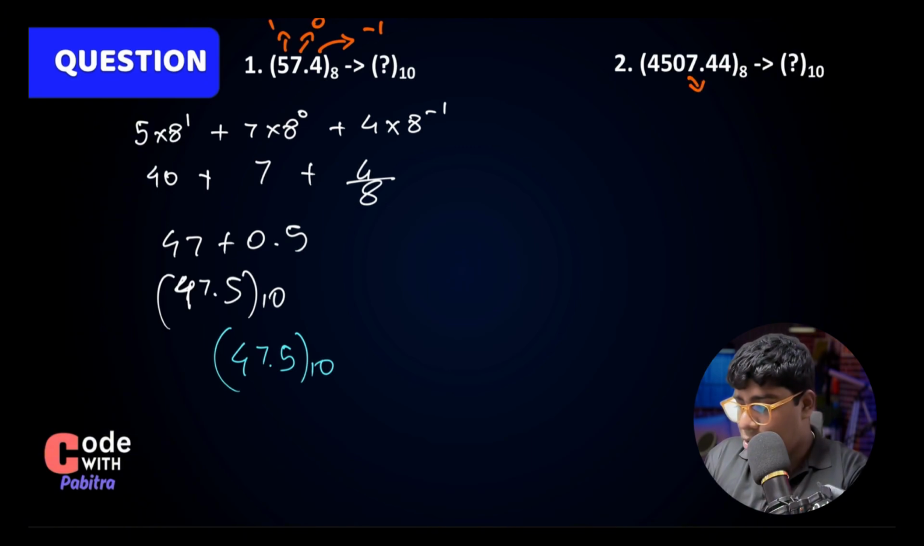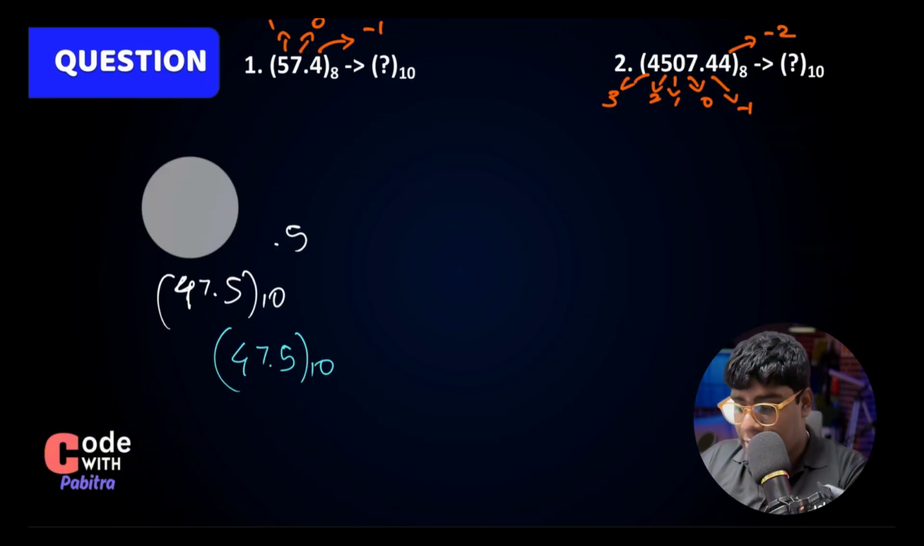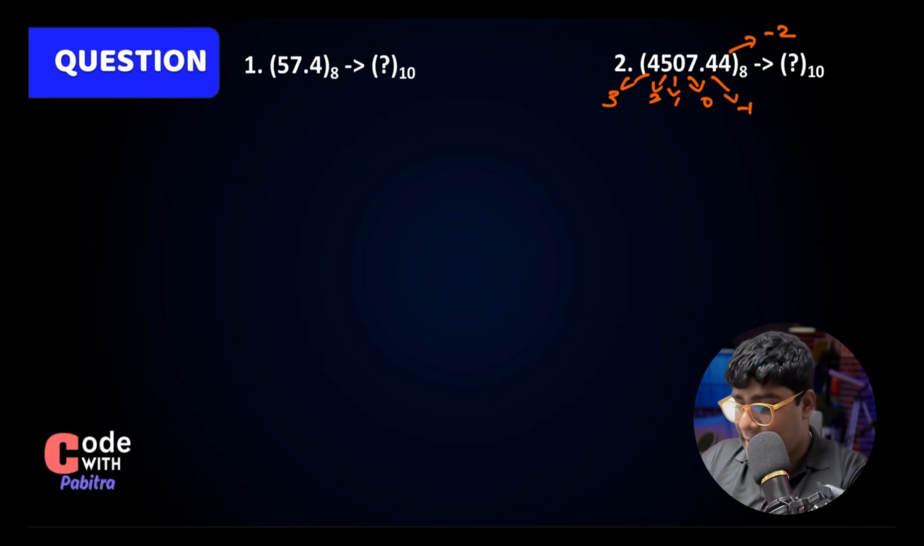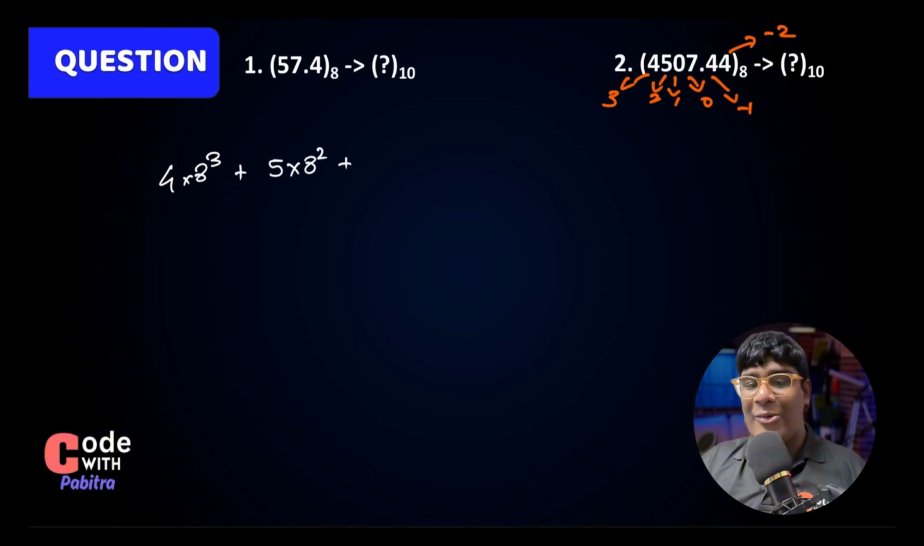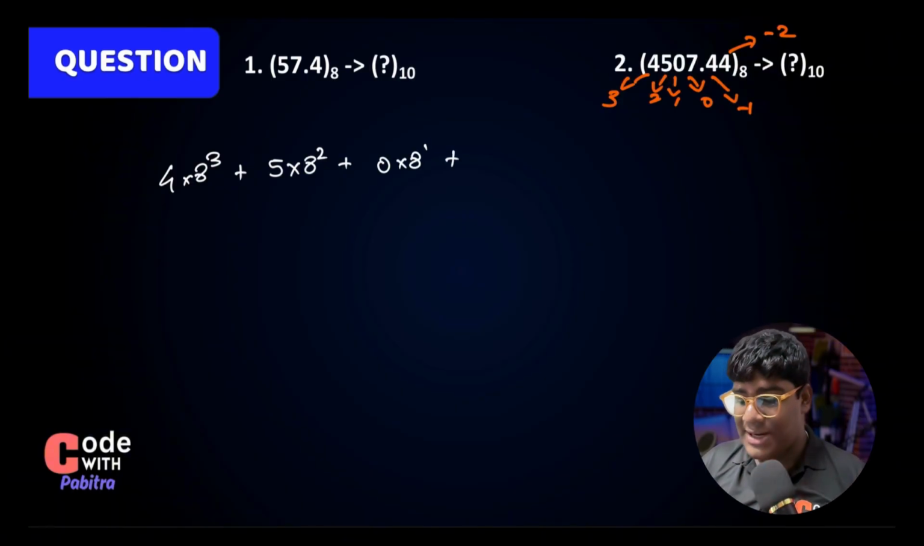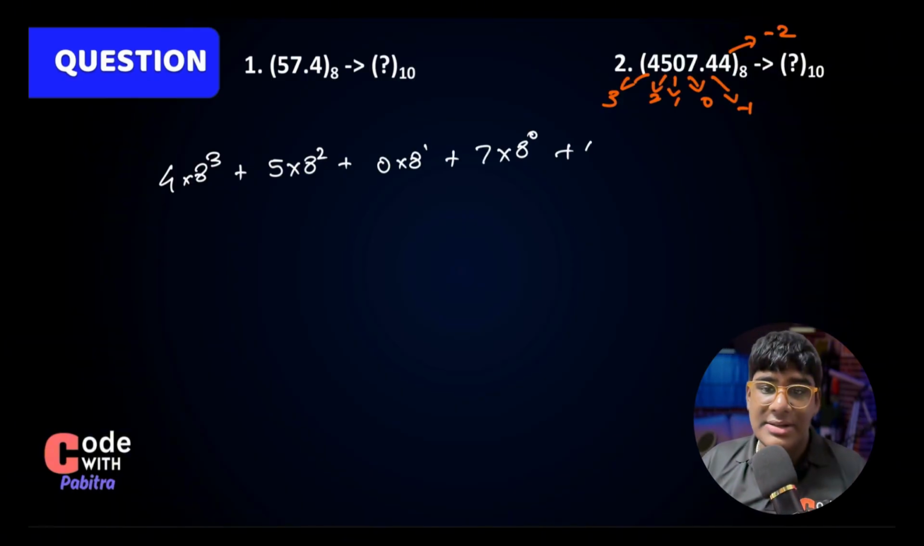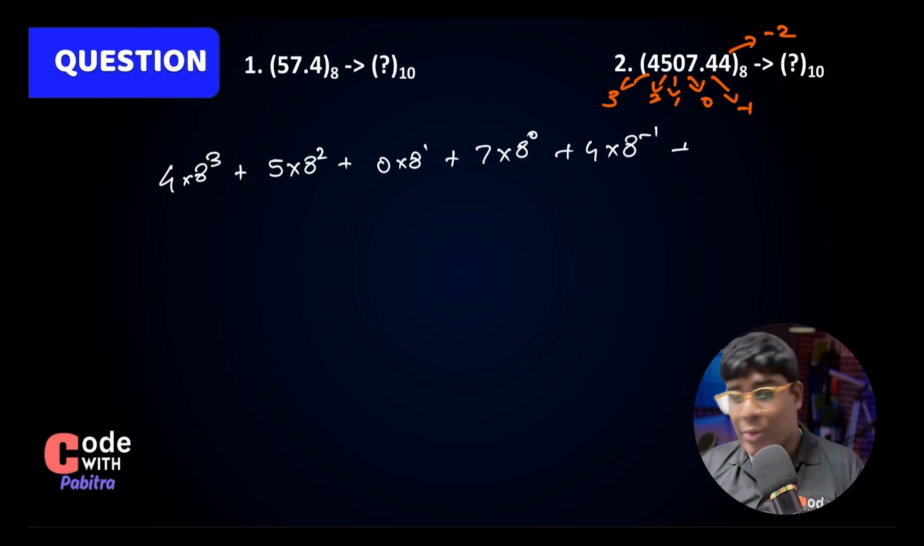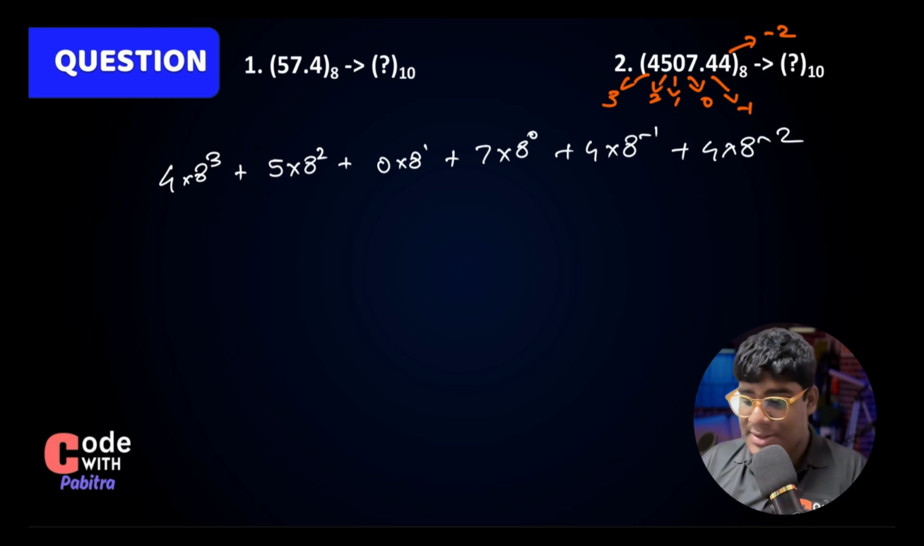This is 0, 1, 2, 3. This is minus 1 and this is minus 2. As simple as that. I need this space, so let's rub it. 4 into 8 to the power 3 plus 5 into 8 to the power 2 plus 0 into 8 to the power 1 plus 7 into 8 to the power 0 plus 4 into 8 to the power minus 1 plus 4 into 8 to the power minus 2.